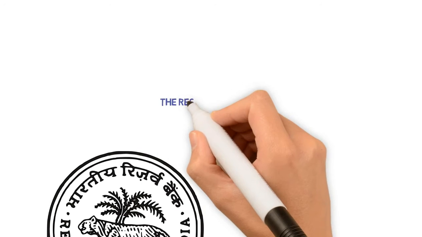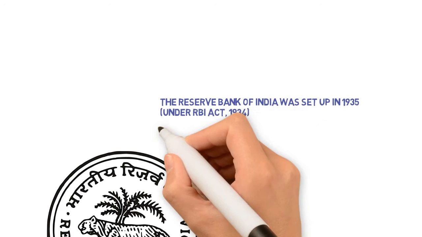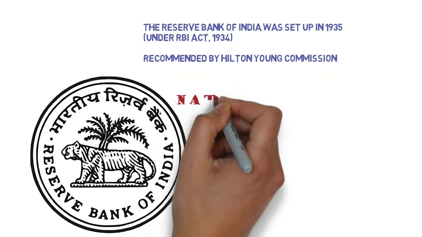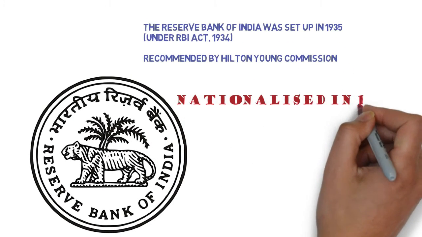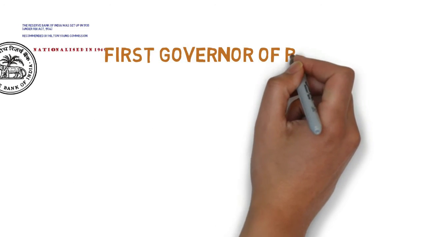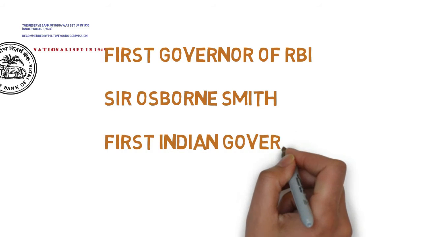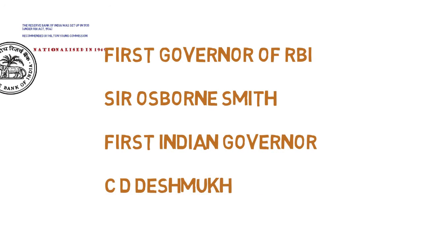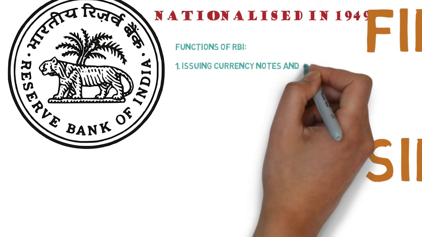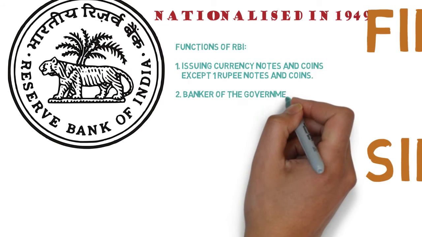The Reserve Bank of India was set up in 1935 under the RBI Act 1934, recommended by the Hilton Young Commission. It was nationalized in the year 1949. The first ever governor of RBI was Sir Osborne Smith, and the first Indian governor of RBI was C.D. Deshmukh.